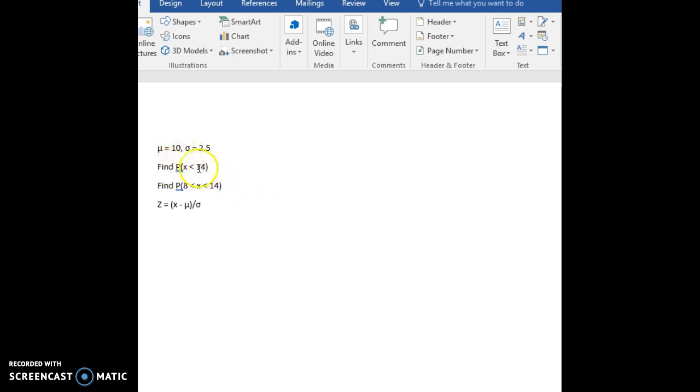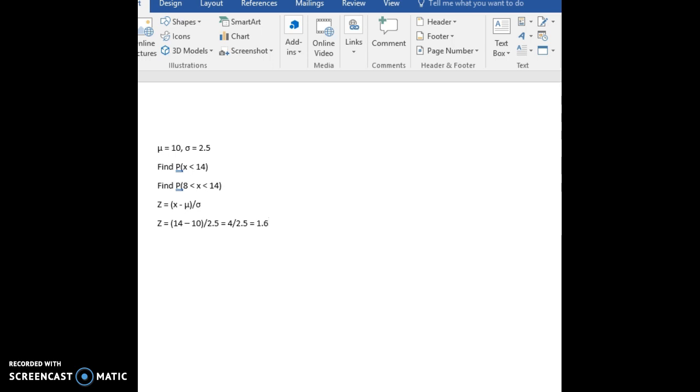So we first need to convert this 14 using our z-score. So we're going to have z is 14 minus our mean 10 divided by 2.5. And remember your order of operations, you've got to do the 14 minus 10 first. So we'll have 4 divided by 2.5, that's 1.6.